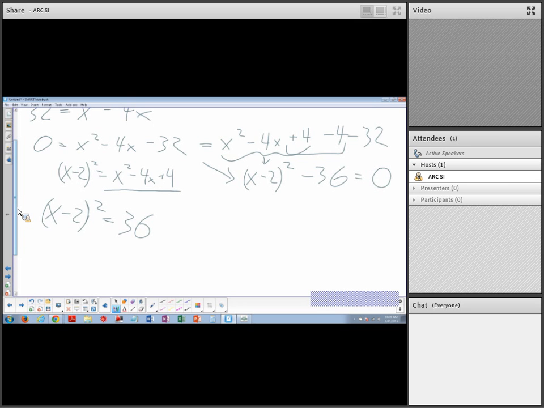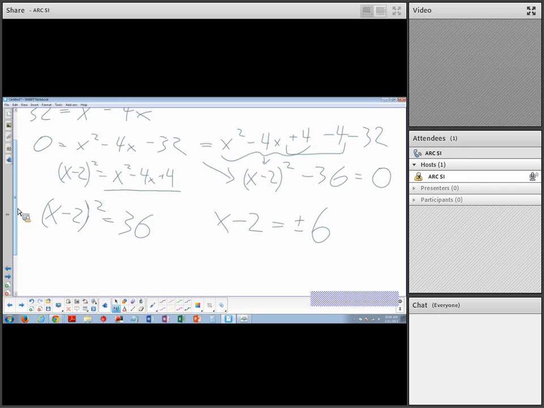So x minus 2 equals the square root of 36, which is 6. Plus or minus 6. Never forget plus or minus. If you ever do one of these and you get one answer, you quite likely did something wrong.